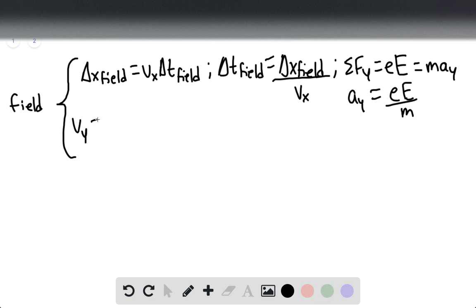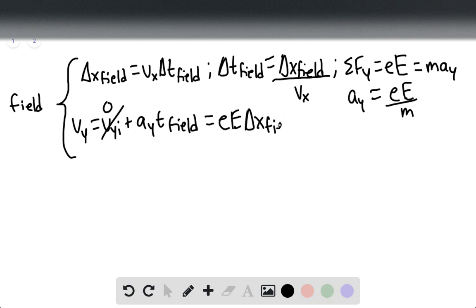We know v_y equals v_y initial plus a_y t of the field. So we can say that v_y initial is going to equal 0. And we know that this is going to equal e times the magnitude of the electric field times delta x of the field divided by m v_x. So at this point, we have evaluated everything in the field. Now we're going to move on to the screen.